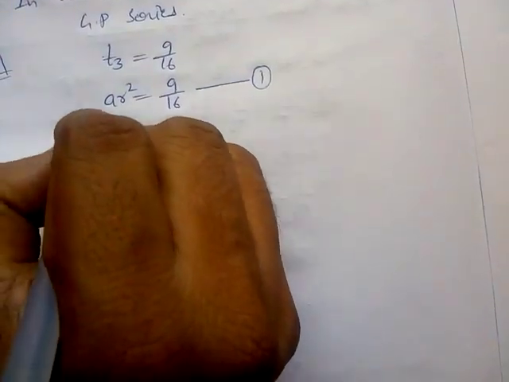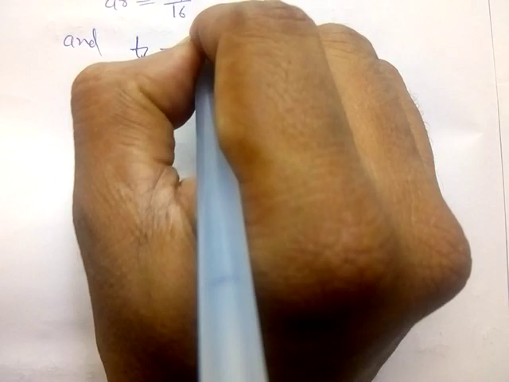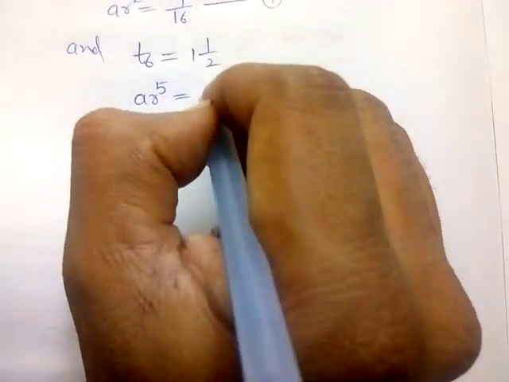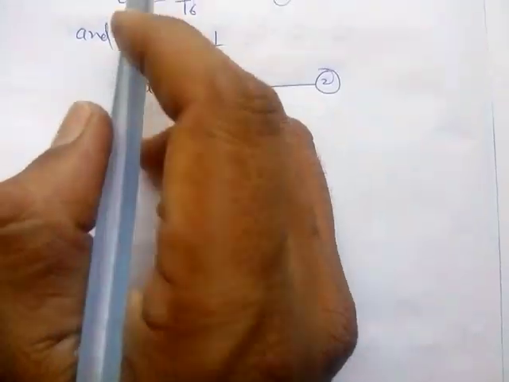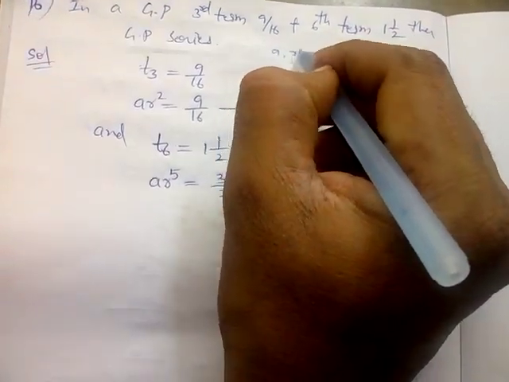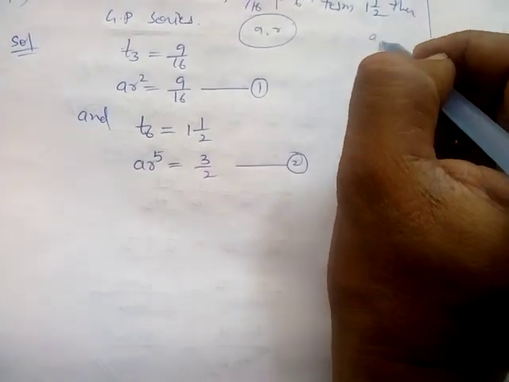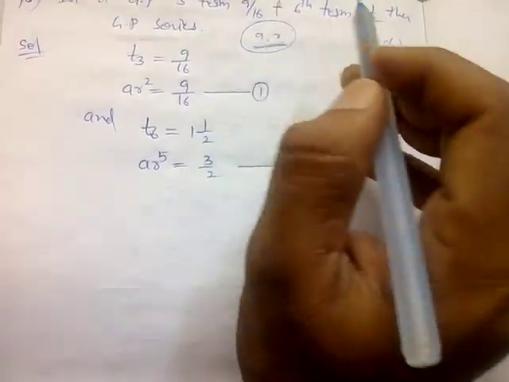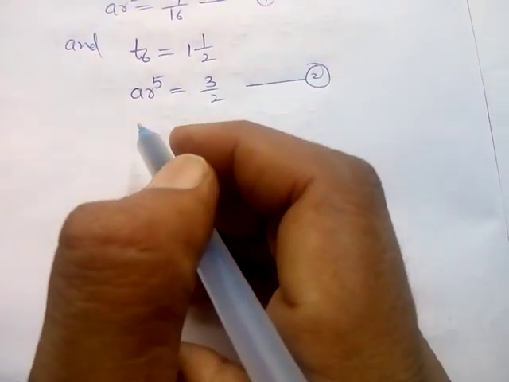And next, what is given? Sixth term T6 is equal to 1 by 2. T6 means a r to the power of 5 is equal to 1 by 2. This is the second one. Okay, so we have to find the series, which means compulsorily we need the a value and r value. A comma r, this is a GP series. If given an AP series, we have to find a comma d. So this is a GP series, so we have to find the a and r values. So how to find? Using these two equations, we have to find the a and r values.